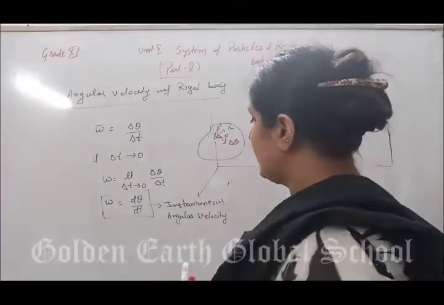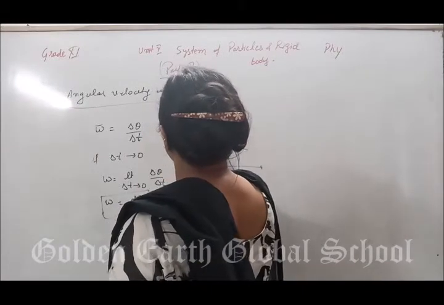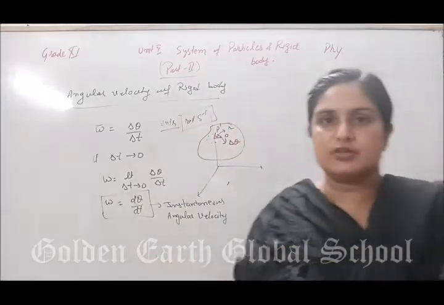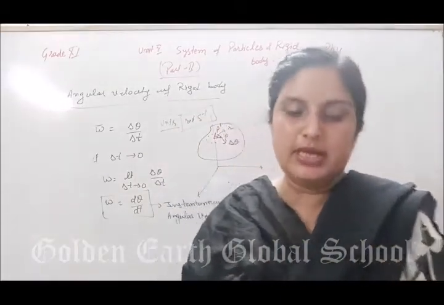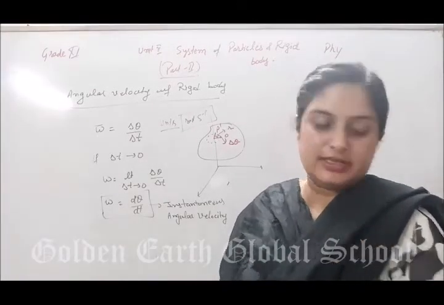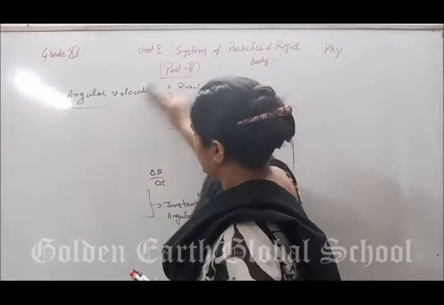Now next one is what will be the units of the angular velocity. The unit of the angular velocity is radian per second. Clear? Now next we have to find the relation between the linear velocity and angular velocity.